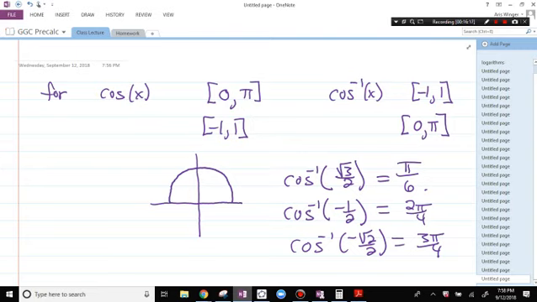All of these angles are from 0 to pi. That's exactly right. Inverse cosine of negative 1? Pi. That's right. That's exactly right.